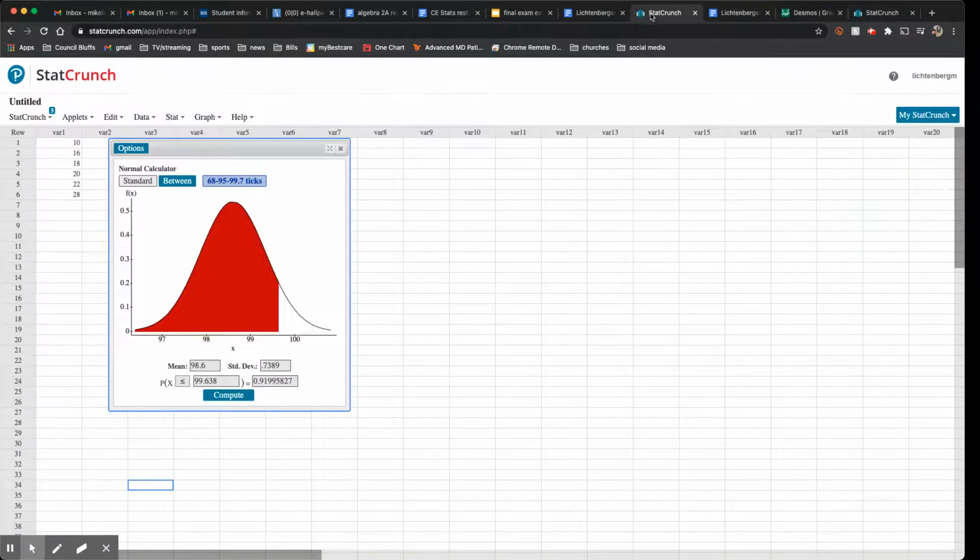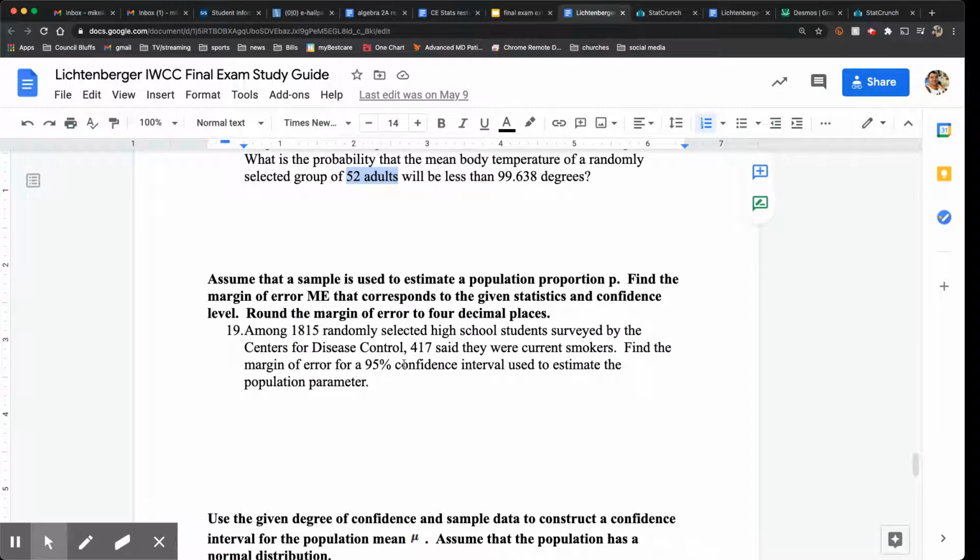All right. Now we're doing number 19. Okay, assume that a sample is used to estimate a population proportion P. Find the margin of error, ME, that corresponds to the given statistics and confidence level. Round the margin of error to 4 decimal places. So among 1,815 randomly selected high school students surveyed by the Centers for Disease Control, 417 said they were current smokers. Find the margin of error for a 95% confidence interval used to estimate the population parameter.